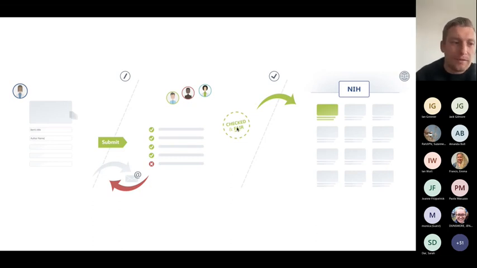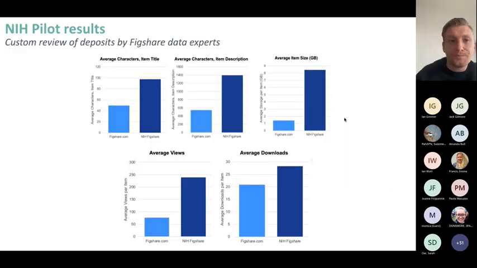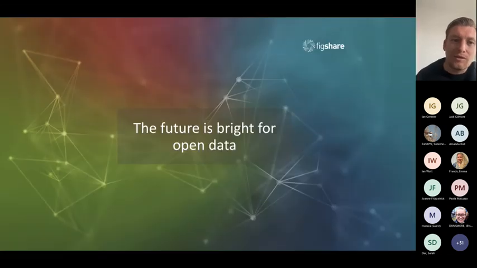So making your data openly available in a repository and making it findable, giving it good metadata, and having a system where the librarians or someone in your organization can check the metadata is good before making it publicly available, I think is really powerful. We did a pilot with the NIH, and we had people checking their files. And long story short, if you ask people for more metadata, you get more metadata, and subsequently that data is more findable and it gets more views and more downloads. So more impact for the researcher, the better the metadata is.